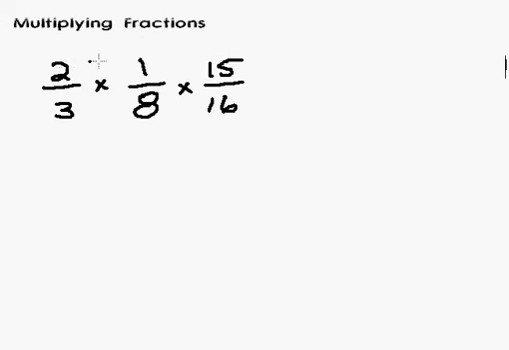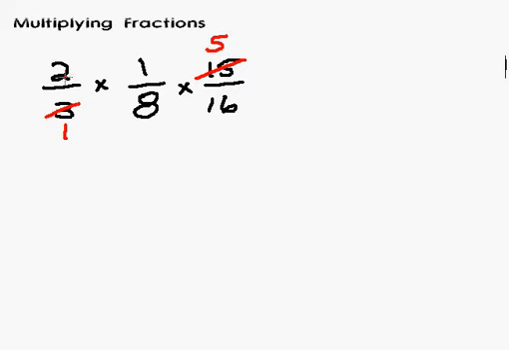I can cancel any number in the top with any number in the bottom. So I've got a 3 and a 15. Even though the 3 and 15, they're not next to each other, you can still cancel them because one is in the denominator and one is in the numerator, and it's all multiplication. So 3 goes into 3 once, 3 goes into 15 5 times.